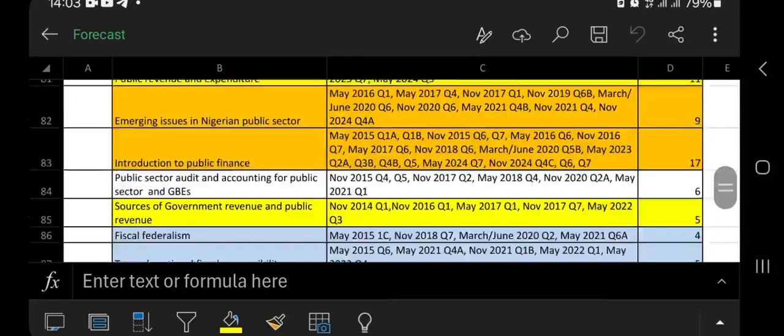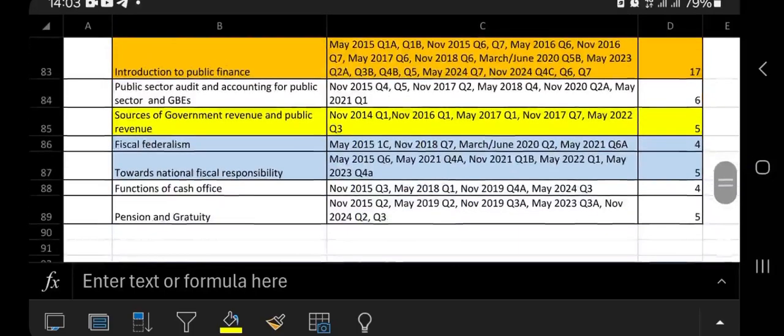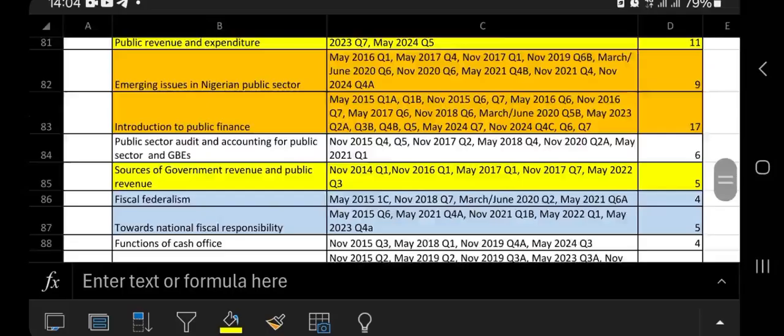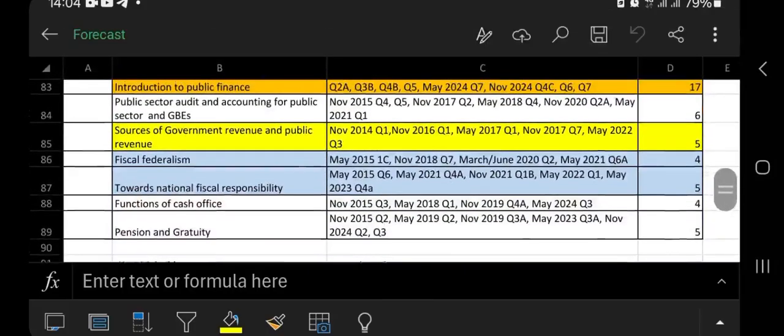Then you could move to fiscal federalism. It's been a while. May 2021 was the last time it was examined. It's probable in your May 2025 examination. The same thing with towards national fiscal responsibility. May 2023 was the last time it was examined. It's also probable in your May 2025. So once you're done with this, then you could attend to the ones that are not highlighted, in no particular order. I wish you the best.